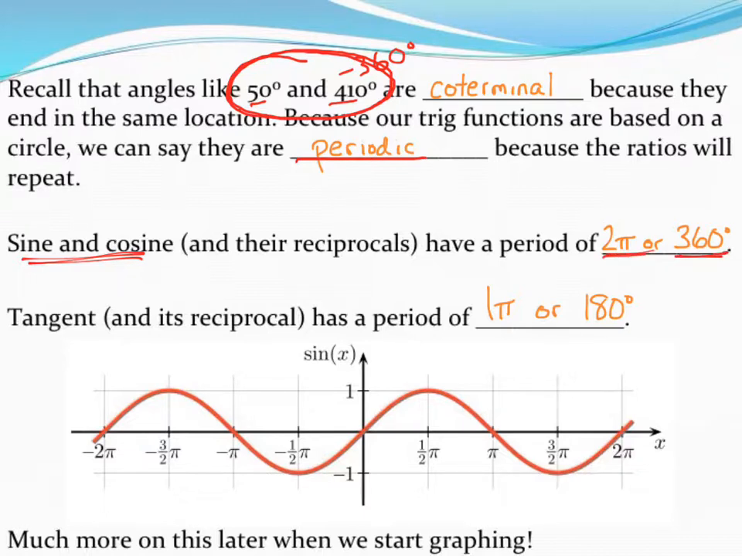The tangent graph, as well as its reciprocal, actually has a shorter period. The period is half of that, meaning the tangent ratios repeat every 180 degrees, or 1 pi, half a revolution. So let's take a look at how we can use this property to our advantage to help evaluate some trigonometric expressions.